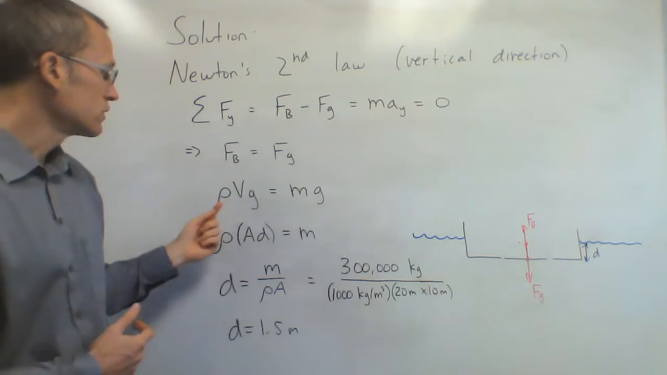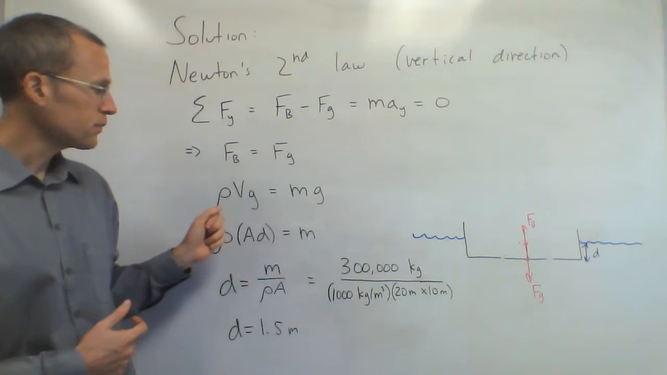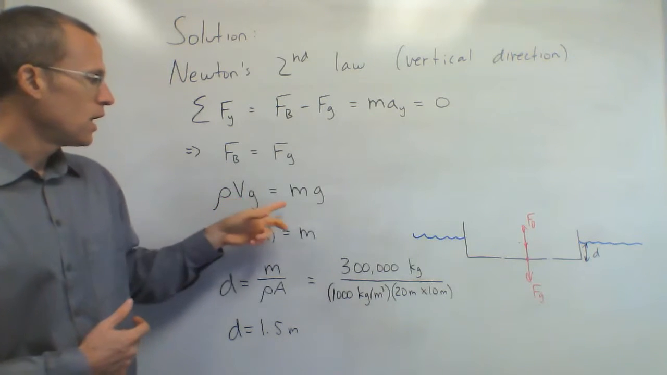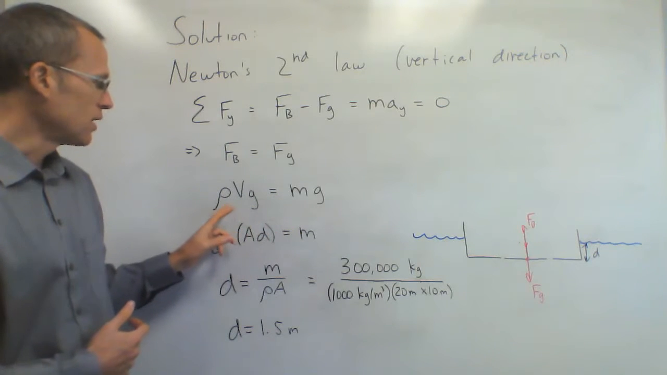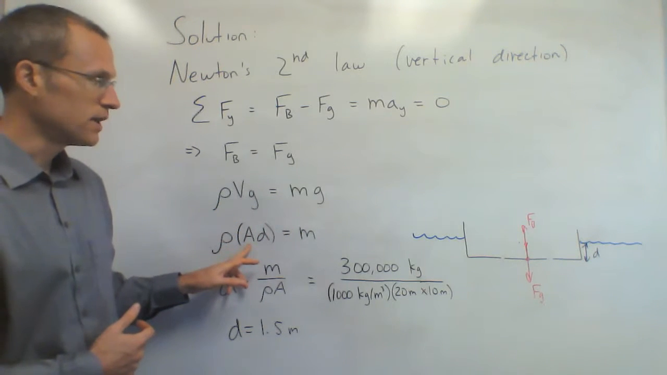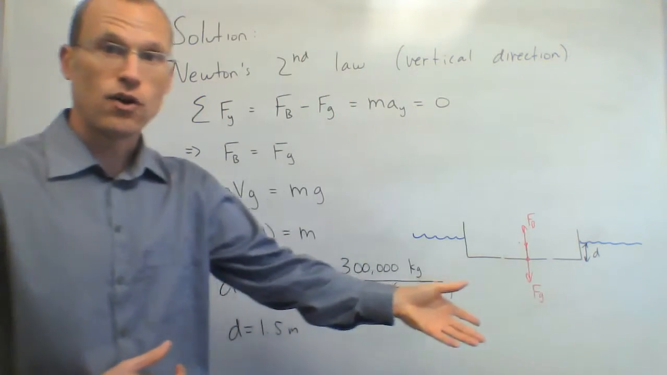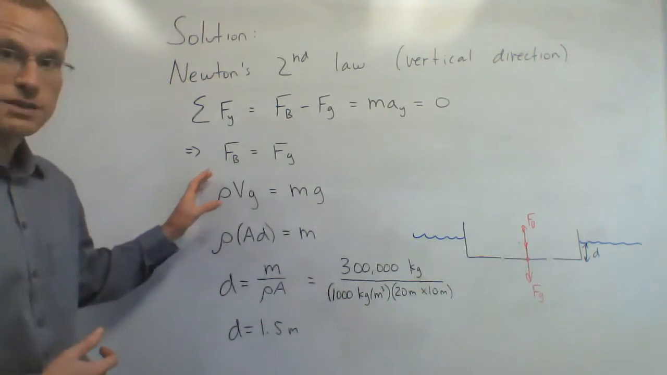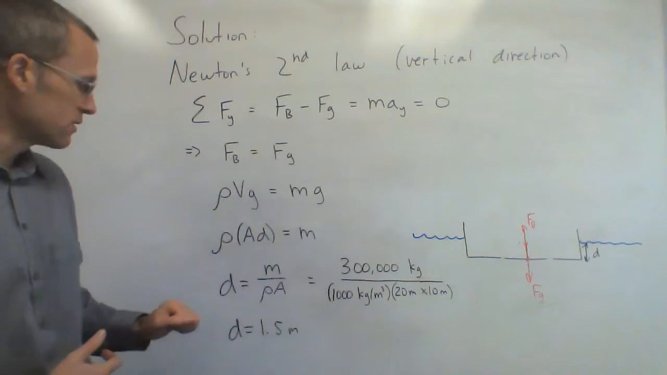So buoyant force, we know, is density times volume times gravity, density of the fluid, volume underneath the water, and then weight, simply m times g. The g's cancel out. I'm left with density times volume. Volume is the area, the bottom area, times this depth. That's the volume underwater. That's the volume displaced, so that's the volume I want to use. And then equals the mass.